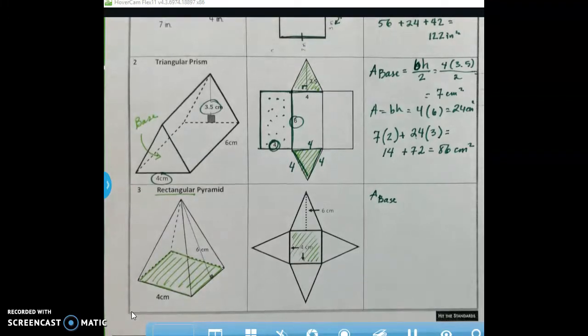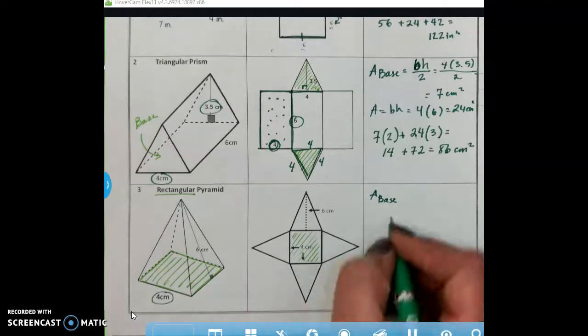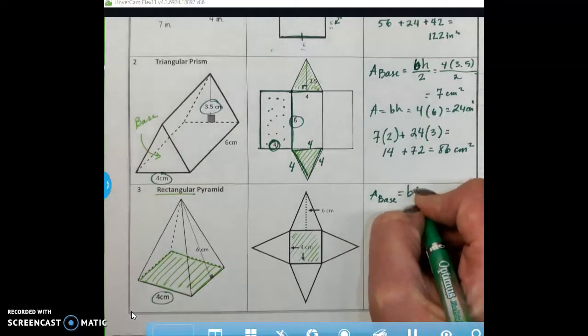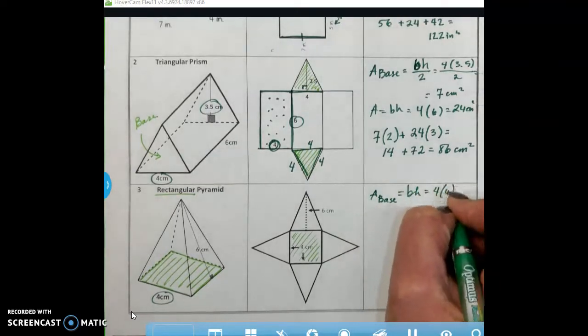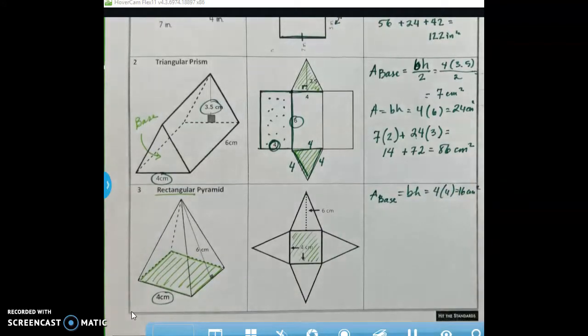Just kind of sets the precedence. Where's my base? What are the measurements? Let's find the area. All right. So we have a little bit of clarification in our net. Our base is in the middle. We had only one measure here, but here we have a little bit of clarification. Both sides are 4. That means we have a square base. That means base times height would be 4 by 4, which is 16 square centimeters. Done.